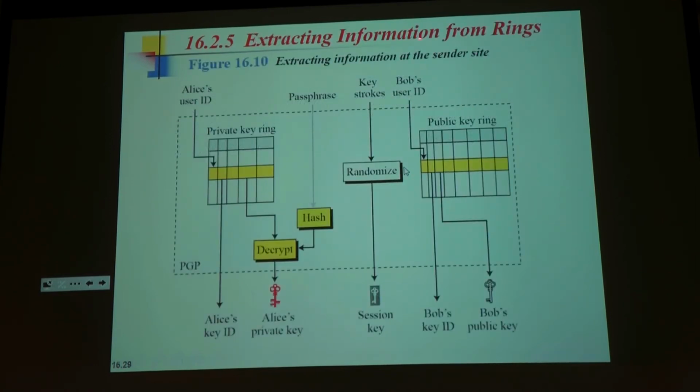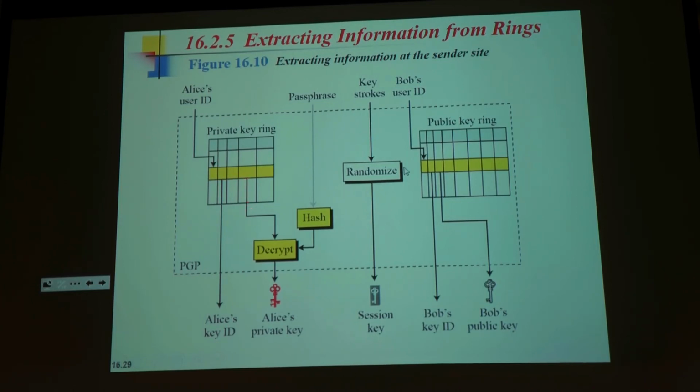So, extracting information from rings. Again, rings are like tables, right? So for example, in here, this is the private key ring, and this is the public key ring. You're looking for Alice's user ID. You're going to look at the user ID here. It comes in here. Then you're going to get Alice's key ID. Then you're going to get what?